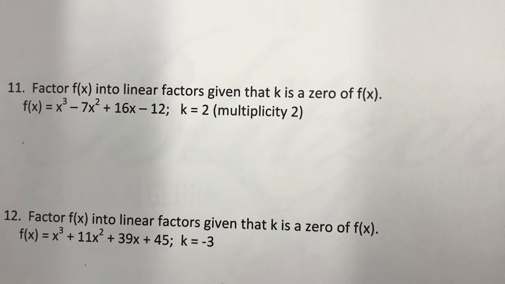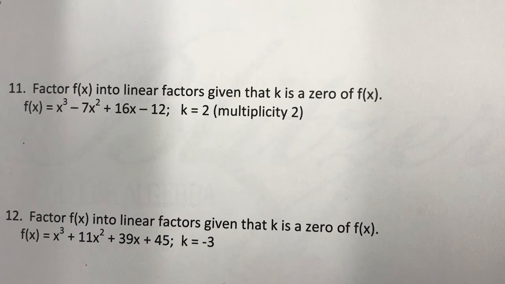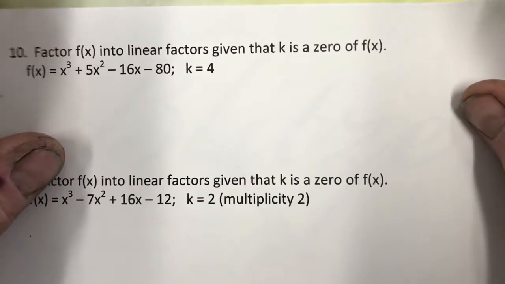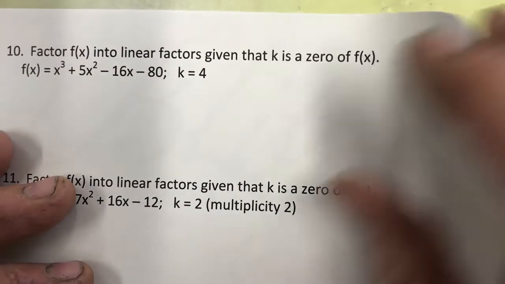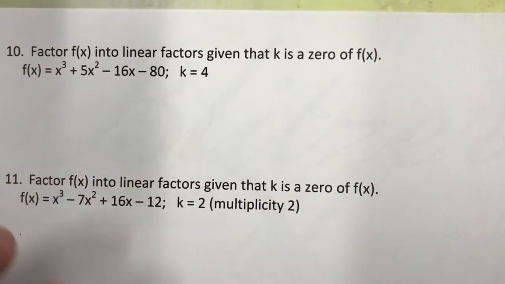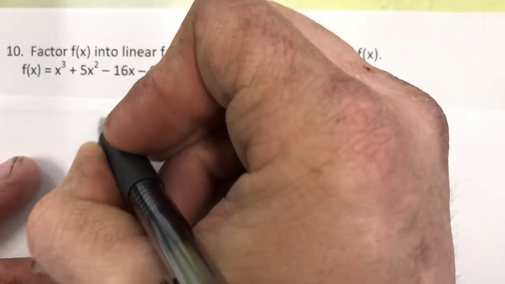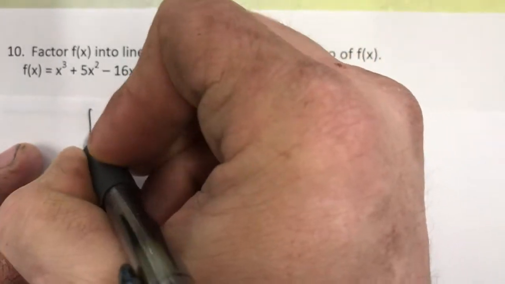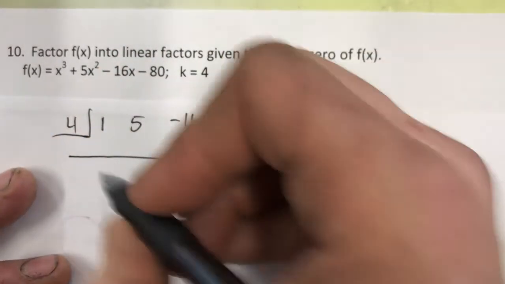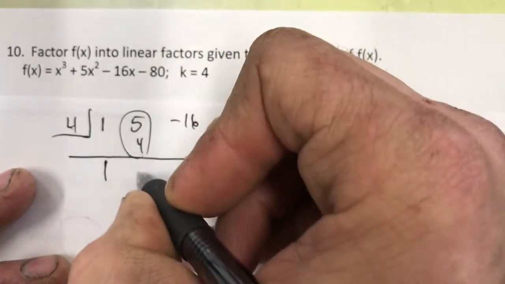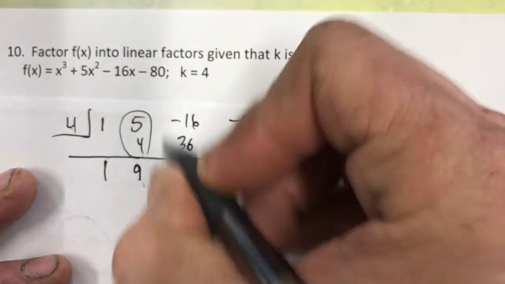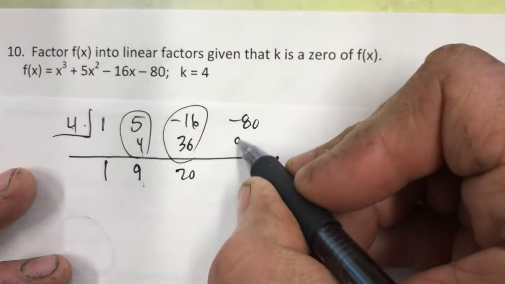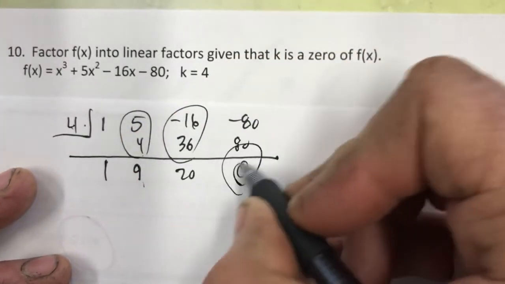All right, number 10. Number 10, factor this one in linear factors given k0. All right, we're doing the same thing again. Okay. So I've got a 1, a 5, a -16, and a -80, and k equals 4 is my 0. So 1 comes down, 4 times 1 is 4, add these 9. 4 times 9 is 36, add these 20. 4 times 20 is 80, add these, I get a big fat 0.